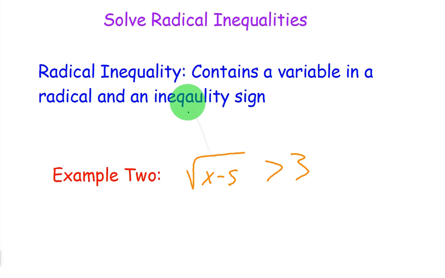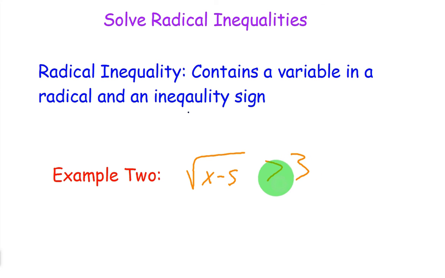Let's do another example of solving radical inequalities. So again, if it contains a square root and an inequality sign, that's what we're talking about. I'm going to follow the same steps we did for example 1. Here we have the square root of x minus 5 is greater than 3. Again, we want to figure out what numbers for x would make this inequality true.